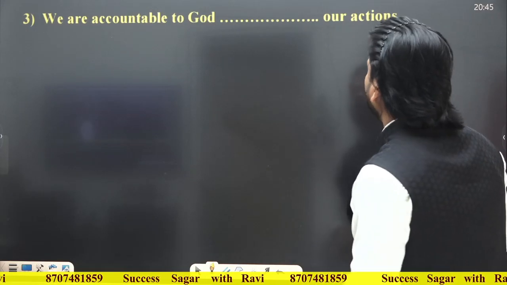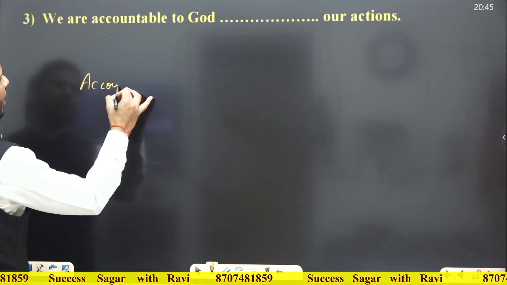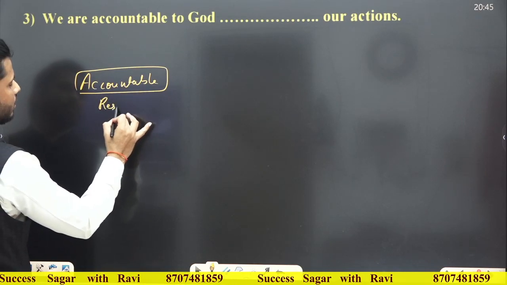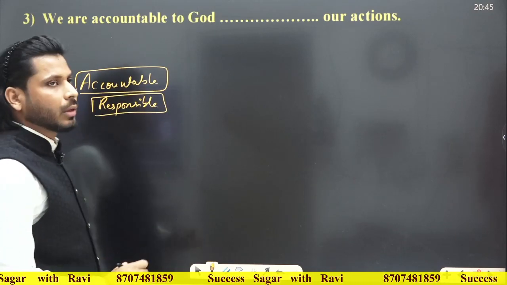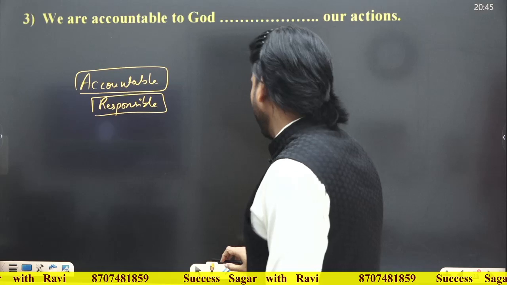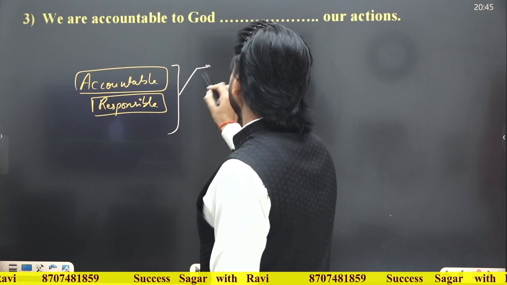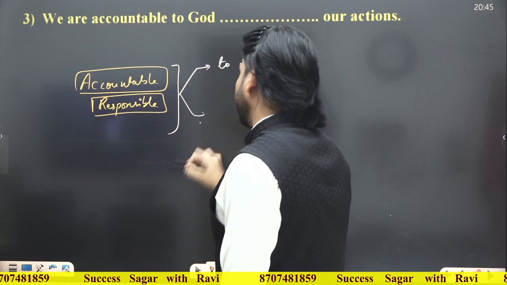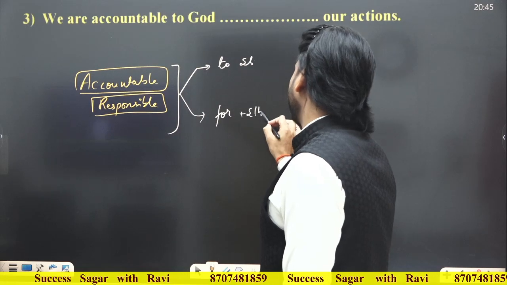We are accountable to God. Okay, this question is also based on the preposition, but I would like to explain it in detail. Accountable. What does this mean? Accountable means responsible. We can use two different prepositions with accountable and responsible. Let us understand the prepositions. You can use the preposition to, because you can be accountable or responsible to somebody. But you can use for also: for something, for the act you are talking about.